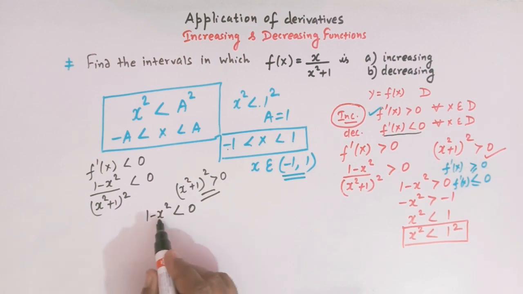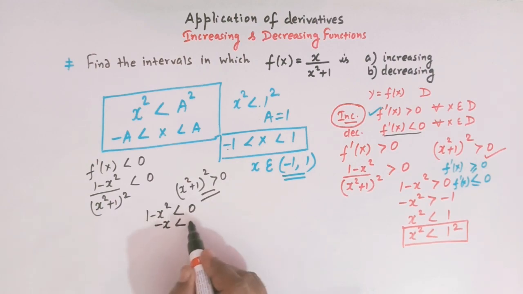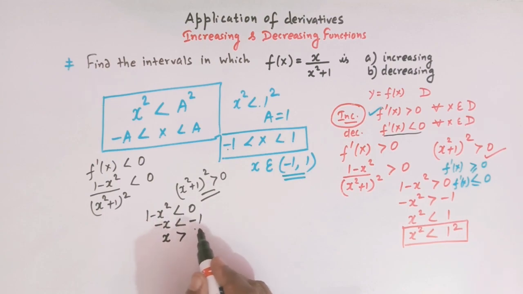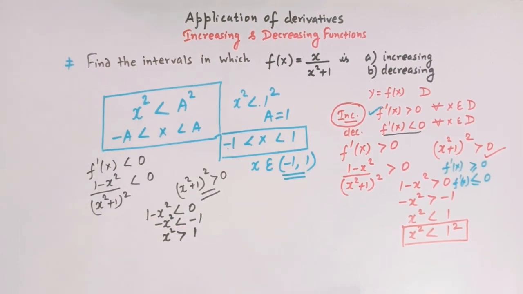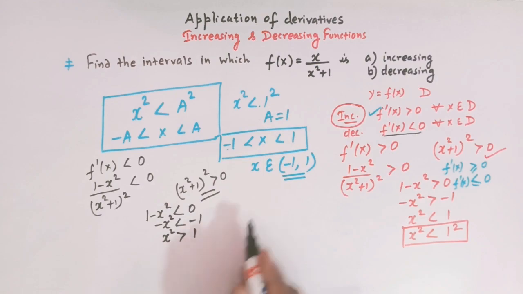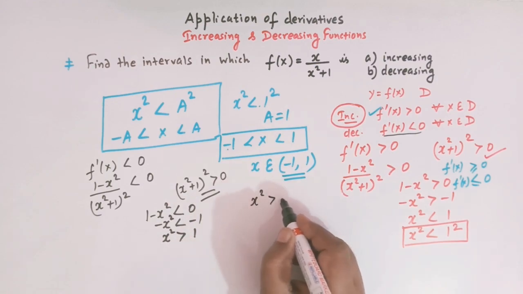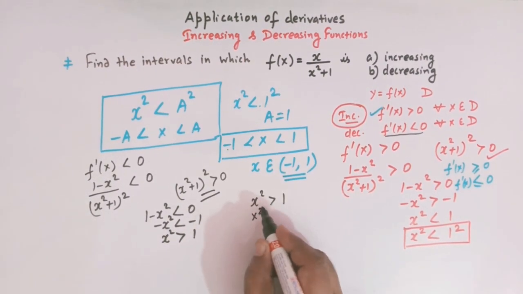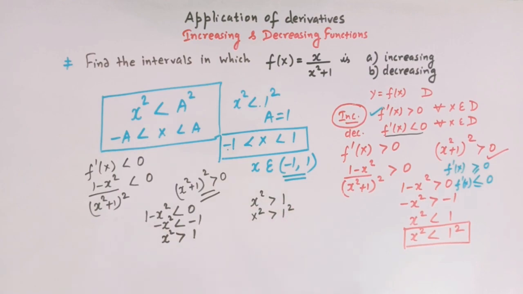So if we now solve this inequality, we can take this 1 to this side, and now if we multiply both sides by negative 1, we'll get x square positive, but the direction of the inequality gets reversed. So here we have x square greater than 1, right. So this function f of x is strictly decreasing when x square is greater than 1, right. So now we have this inequality, that is x square is greater than 1 square, right.